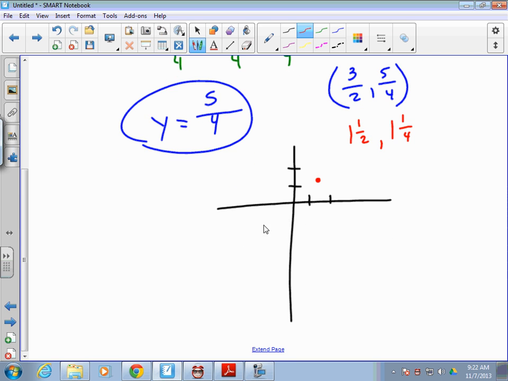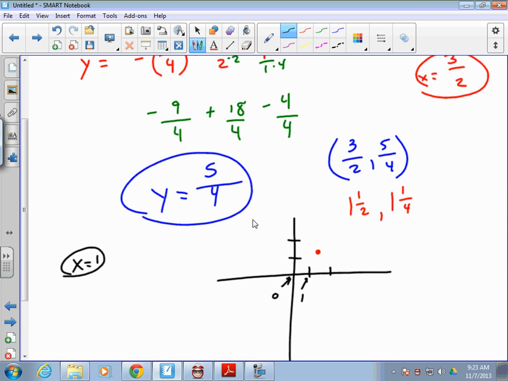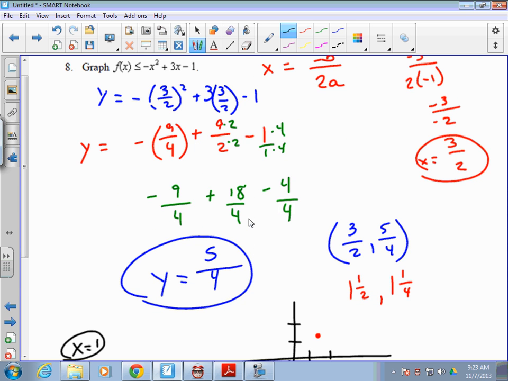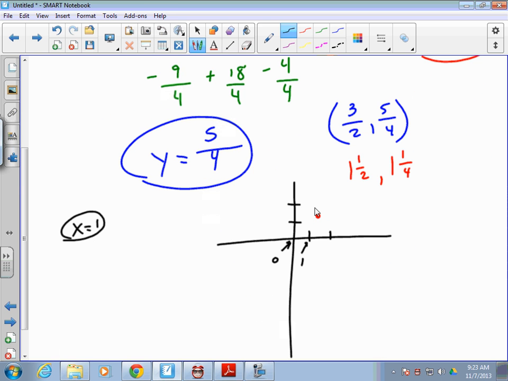The next two are going to be pretty easy though to find. You want to have at least two values. This one right here is going to be 1 we're going to plug in, and this one's going to be 0. So if we just say x equals 1 and we just plug it back into the same equation from a minute ago. So y equals negative x squared plus 3x minus 1.